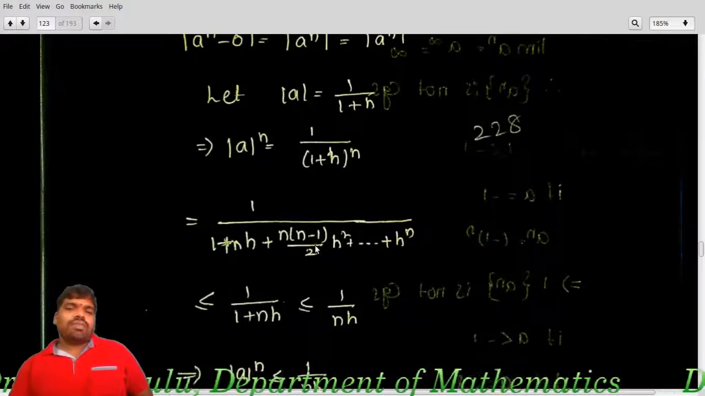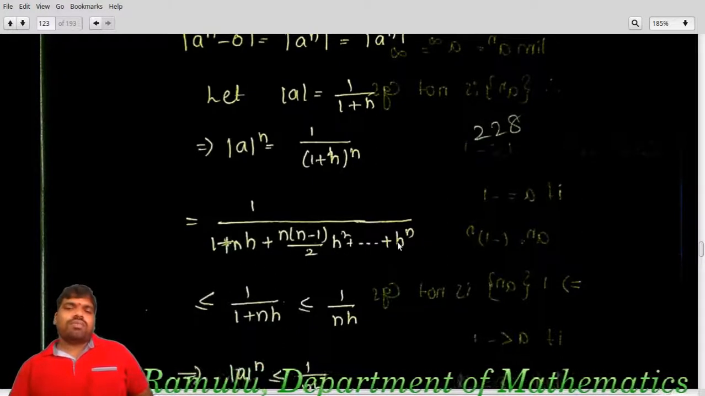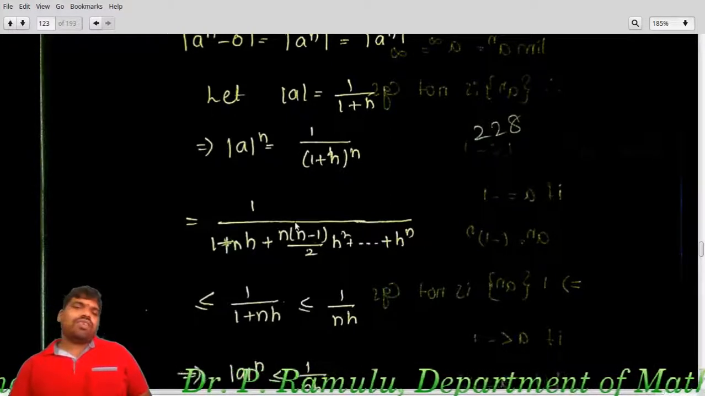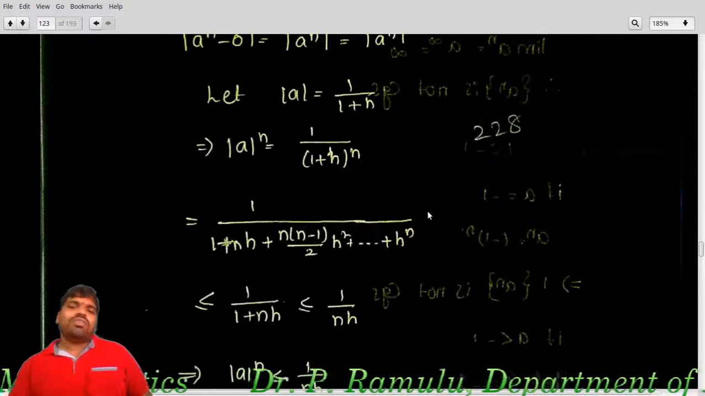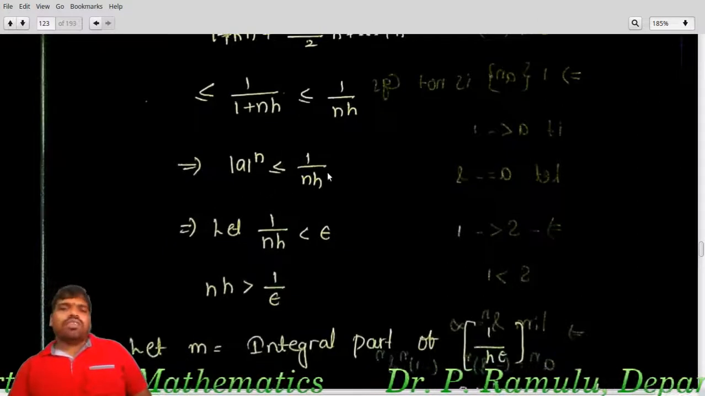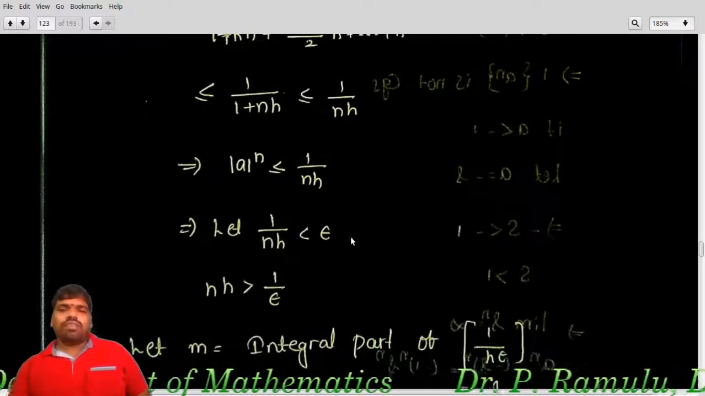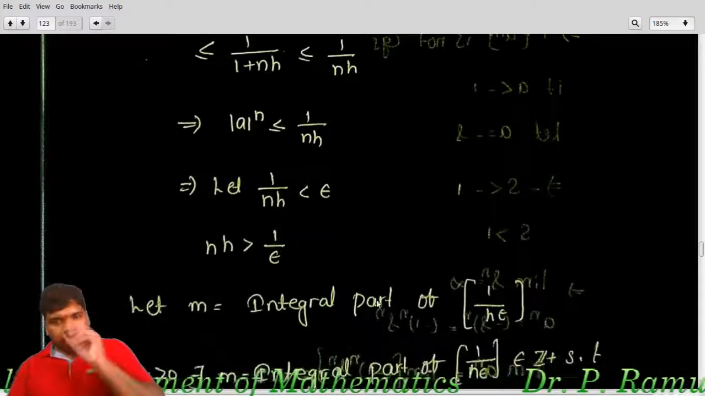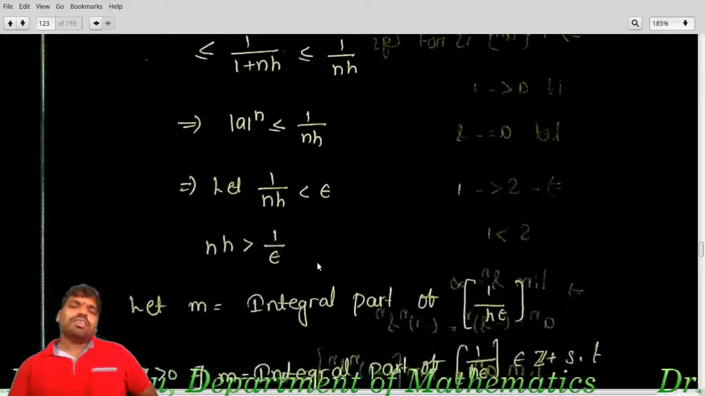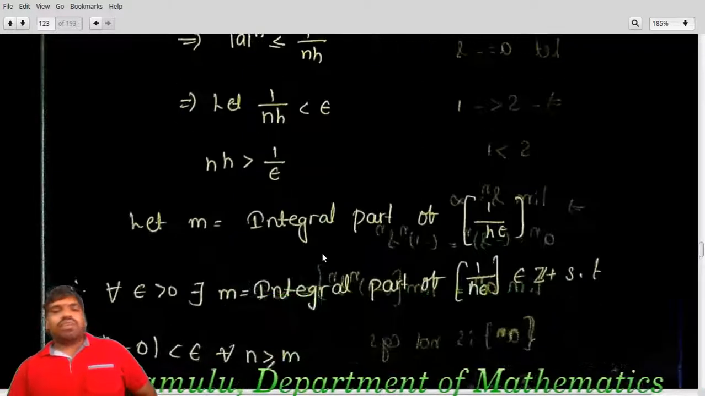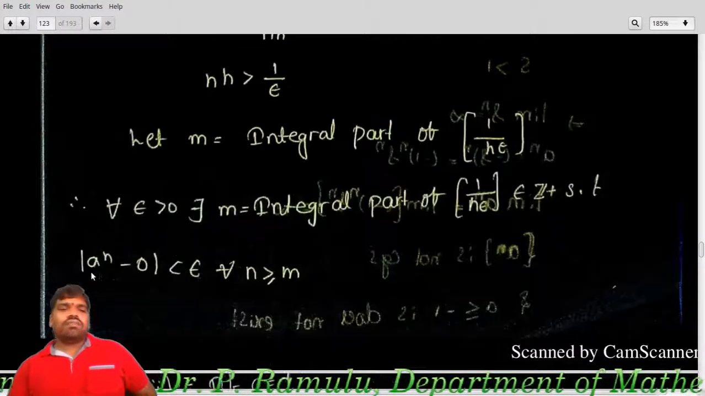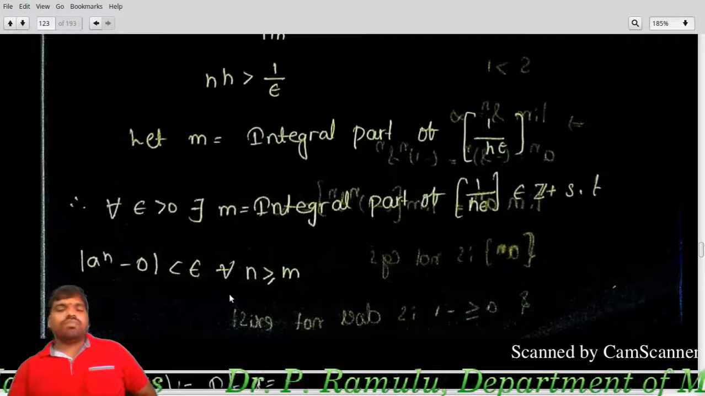1 by (1 plus n h plus n into n minus 1 by 2 factorial h square plus so on up to h power of n). This term is less than 1 by n h, so 1 by (1 plus n h) is less than 1 by n h. So mod a power n is less than or equal to 1 by n h, and we want 1 by n h less than epsilon, so n h greater than 1 by epsilon. Take m as the integral part of 1 by h epsilon. This problem was already solved in a different way, so I am quickly explaining here. For all epsilon, m equal to the integral part of 1 by h epsilon is such that mod a power n minus 0 is less than epsilon for n greater than or equal to m.